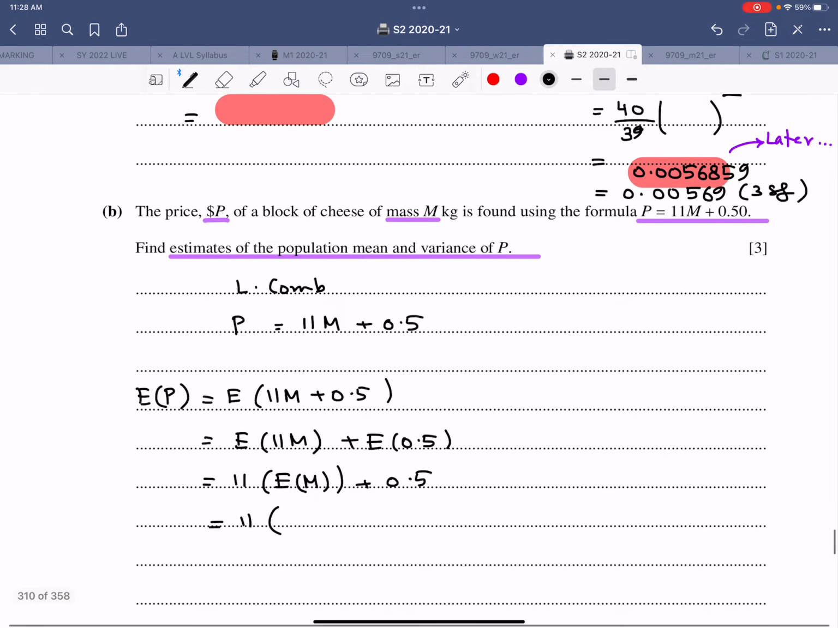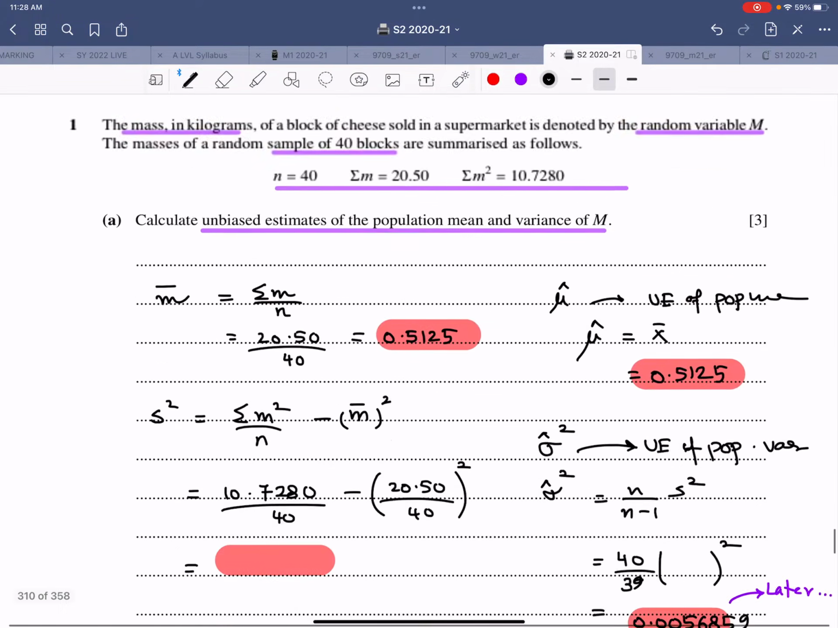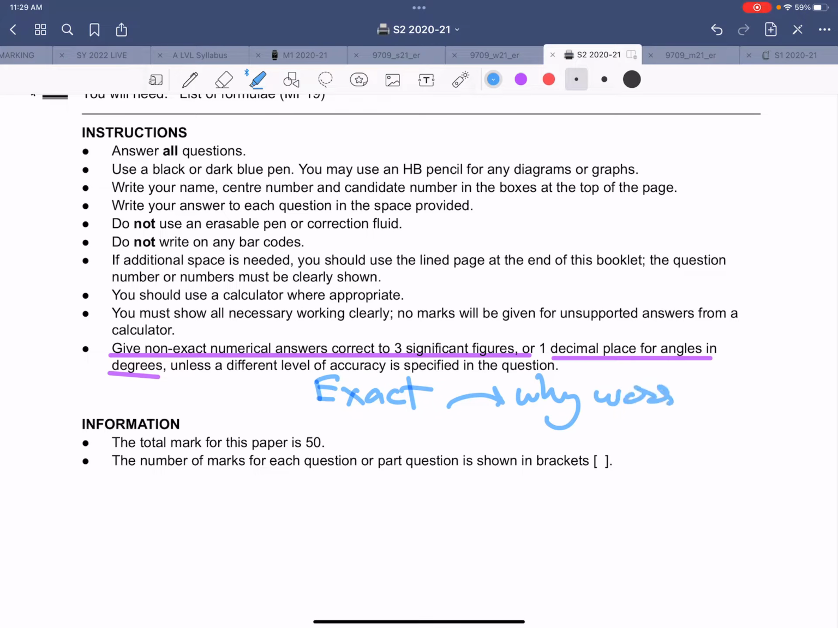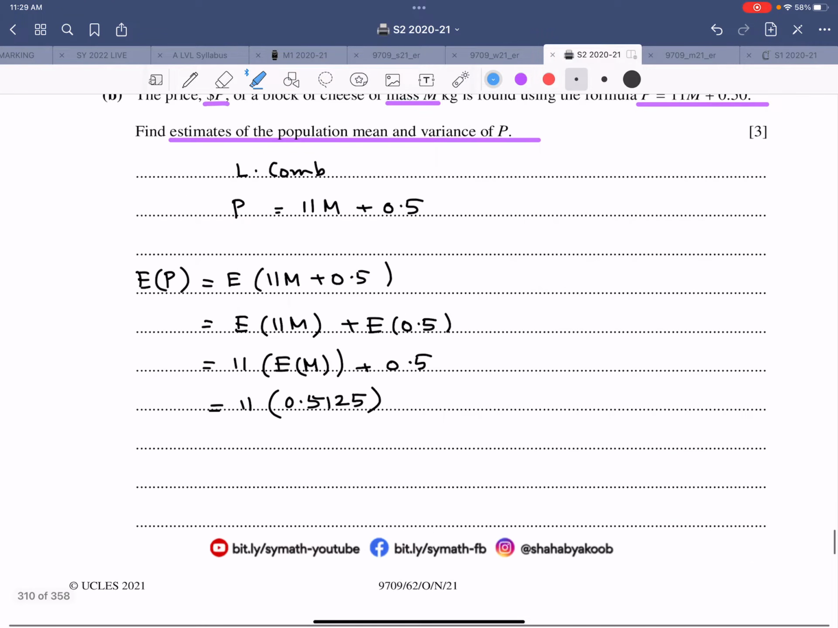That is exact. Now a lot of people are very weak in the concept. The rule is, let me read it out to you. It says right away, give non-exact numerical answers correct to 3 significant figures, or 1 decimal place for angles in degrees. This is for non-exact. What does it mean? If it's exact, why worry about accuracy? So don't worry about accuracy if it's exact. Be happy. So now coming back to this answer, use a calculator and then you get this answer.